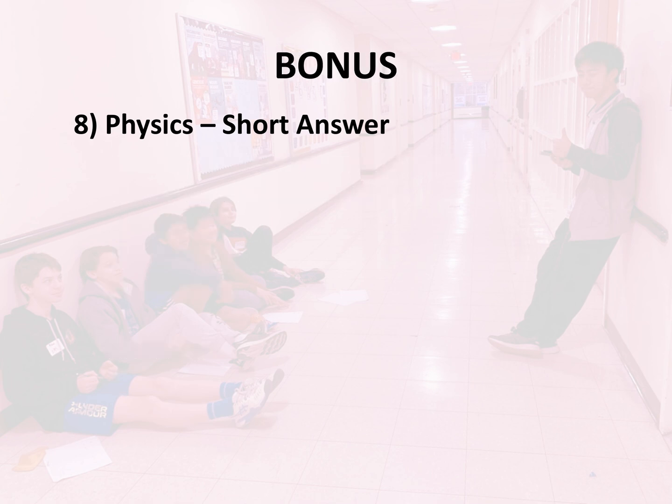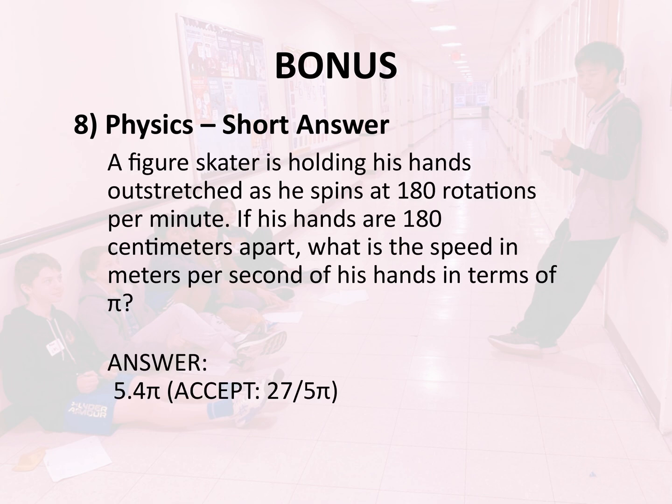Bonus 8. Physics, short answer. A figure skater is holding his hands outstretched as he spins at 180 rotations per minute. If his hands are 180 centimeters apart, what is the speed in meters per second of his hands in terms of pi? Answer: 5.4 pi. Except 27 over 5 pi.